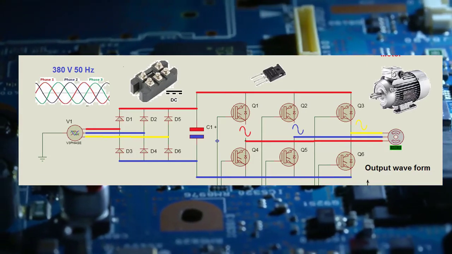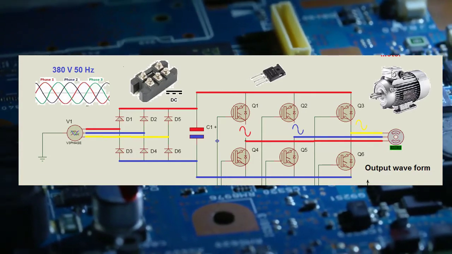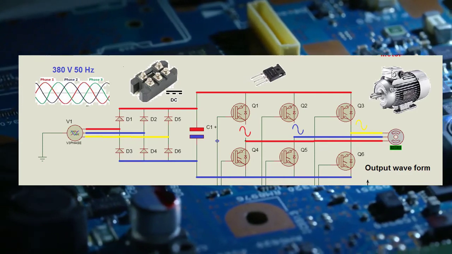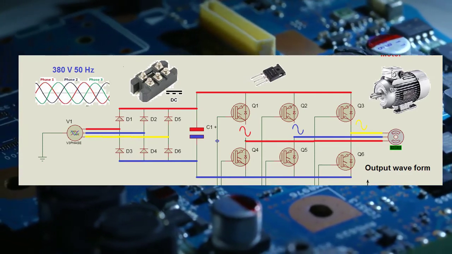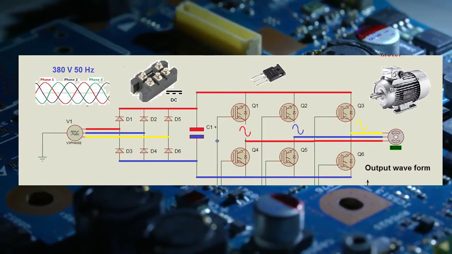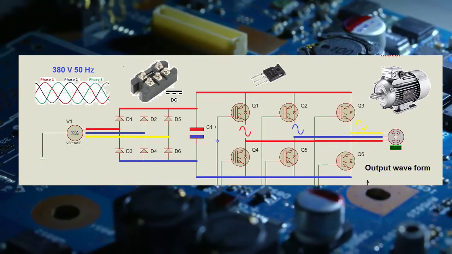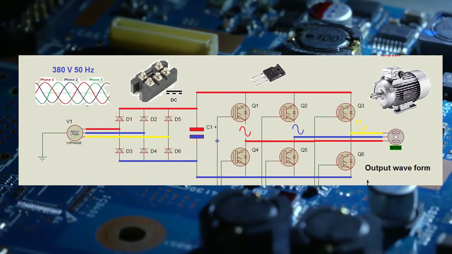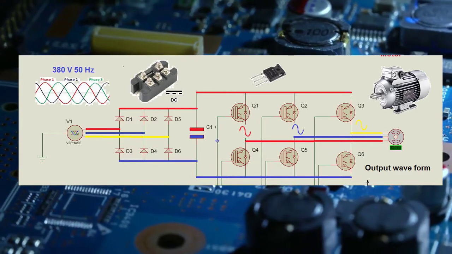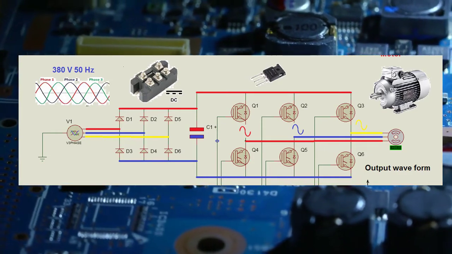As you know from the basics of physics, the frequency is directly proportional to speed. If frequency goes high, speed will go high. If frequency goes down, speed will go down. In other words, we can say that by switching these switches or IGBTs, we create any frequency we like, and that frequency will vary the speed accordingly.